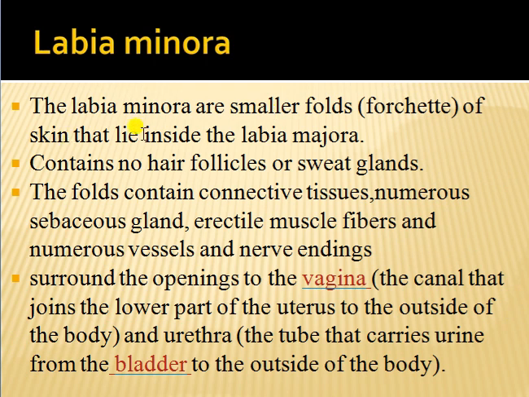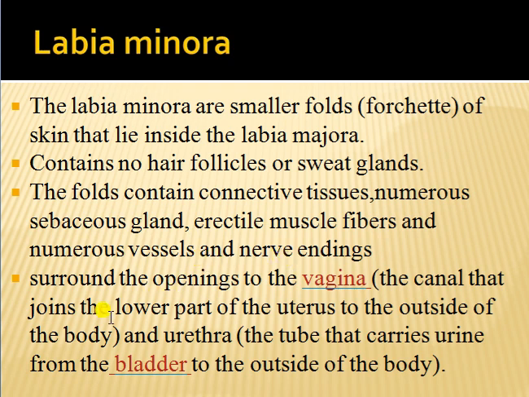Next, the labia minora. The labia minora are smaller folds of skin that lie inside the labia majora. The labia minora contain no hair follicles or sweat glands. Important point here: the labia minora have no hair follicles or sweat glands. The folds contain connective tissue, numerous sebaceous glands, erectile muscle fibers, and numerous vessels and nerve endings. So when you compare with the labia majora, the labia minora have more sebaceous glands, erectile muscle fibers, vessels and nerve endings.